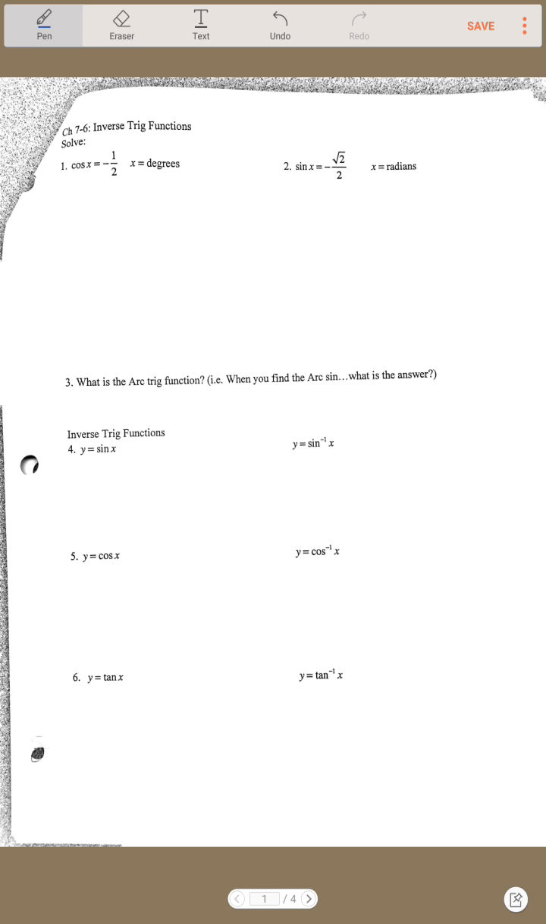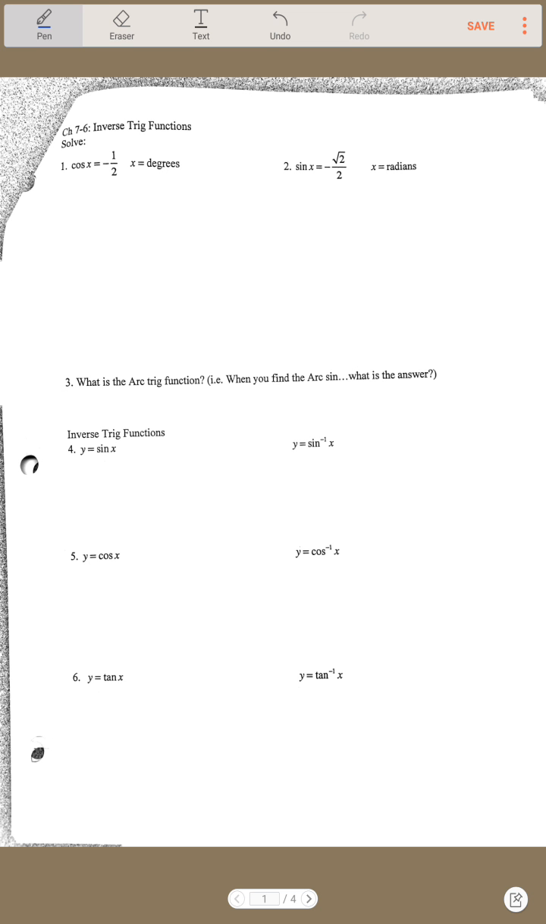Today we're going to be learning about inverse trig functions. The idea is that we are going to be given the trig ratio this time, and now we need to find its angle. However, we also need to make sure that it matches up with some certain restrictions, and we'll take a look at that today in class.